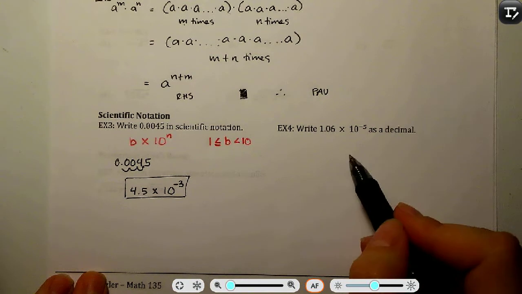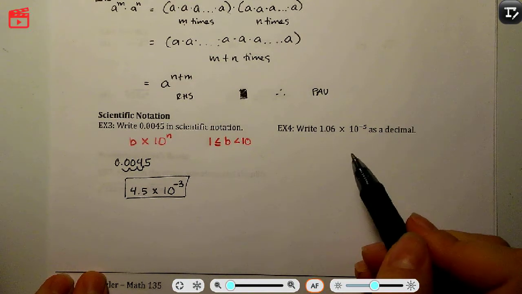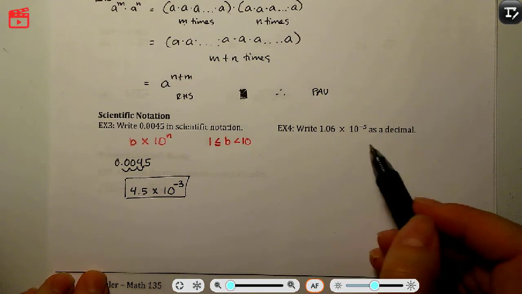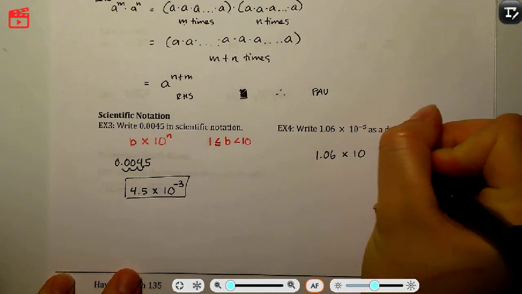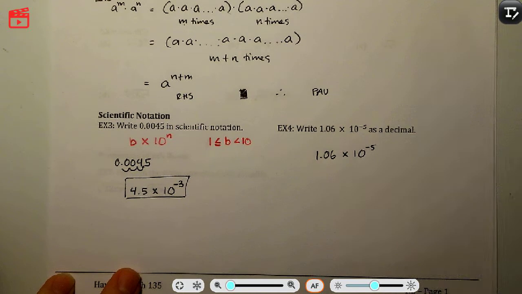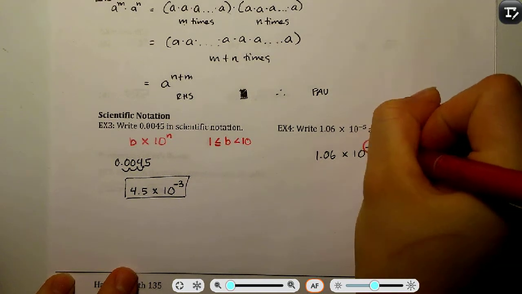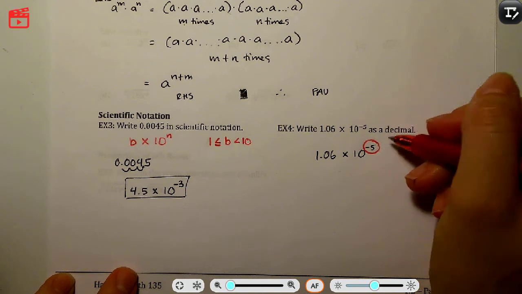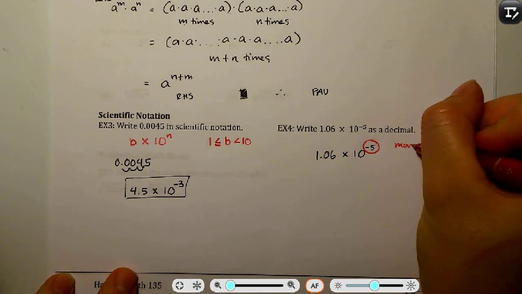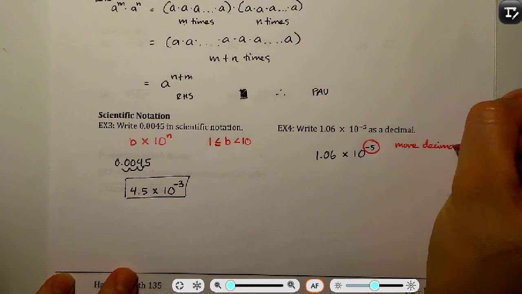Okay, so now, example 4, we're going the opposite direction. We want to write this as a decimal. The thing I want to do is take a look at the exponent on the 10. This will tell me how many times to move my decimal, as well as the direction. So the 5 tells me I need to move the decimal 5 times.